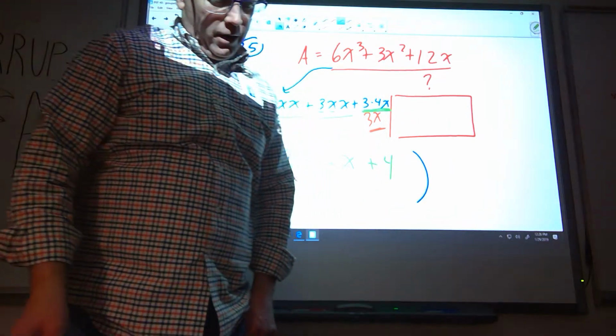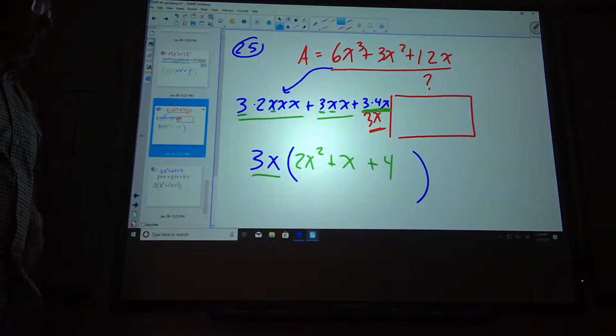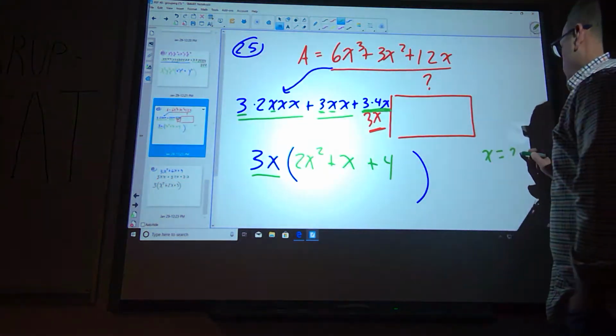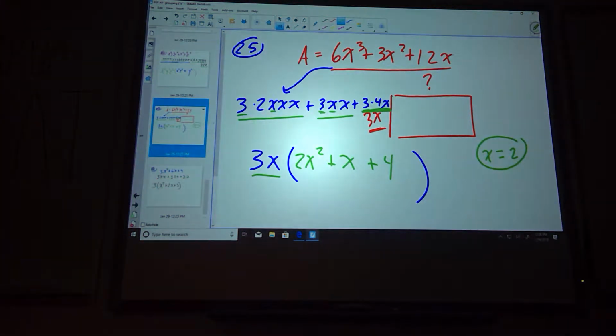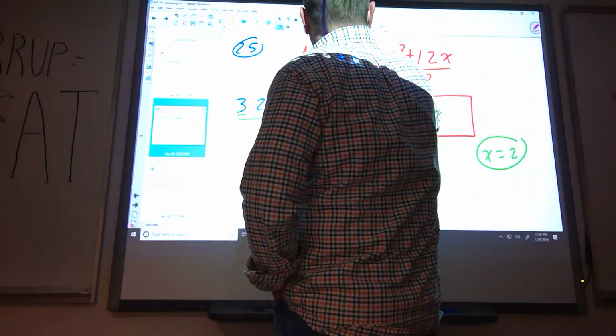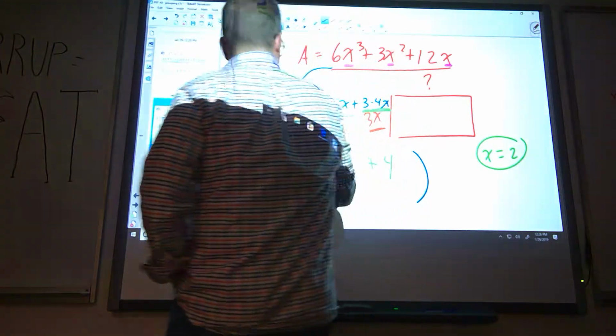Now, find the area if x is actually equal to 2. So what do you think I should do with this? If they tell us that x is equal to 2, how do I find the exact area? Well, every place that I have an x, I'm going to replace it with a 2.